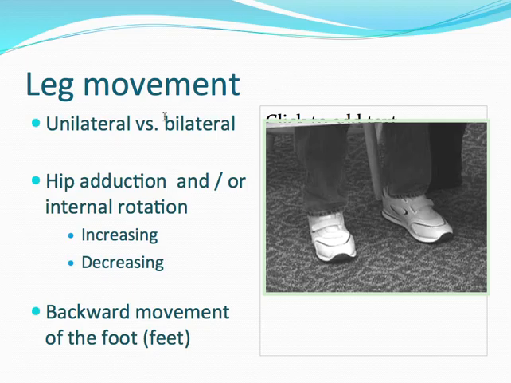So now we'll switch to leg movements of unilateral versus bilateral. So hip adduction or internal rotation. What's happening in terms of how the legs are positioned? Are the knees coming together or coming apart? That would be a combination, if they're coming together, of adduction and internal rotation. If they're coming apart or maintained apart, that's abduction and external rotation.